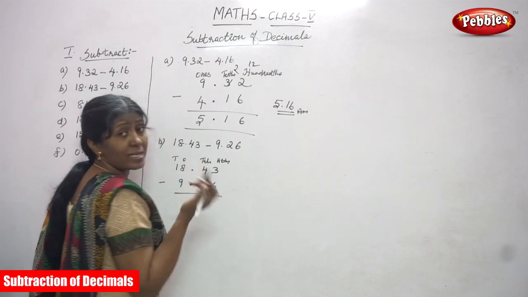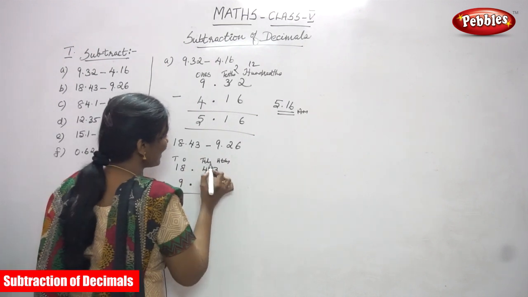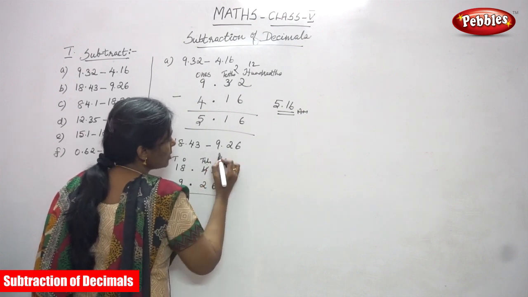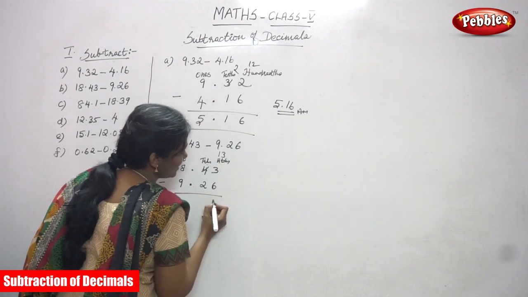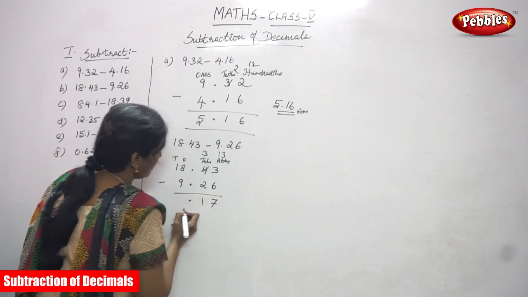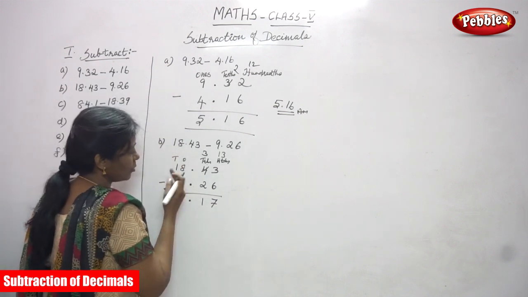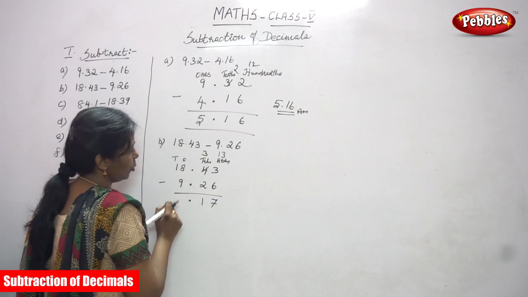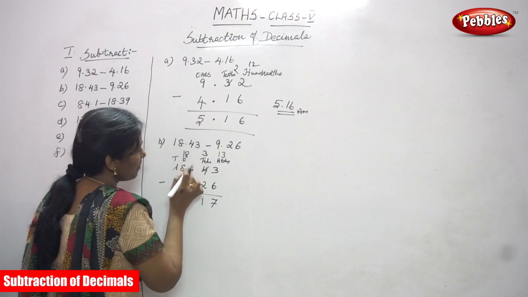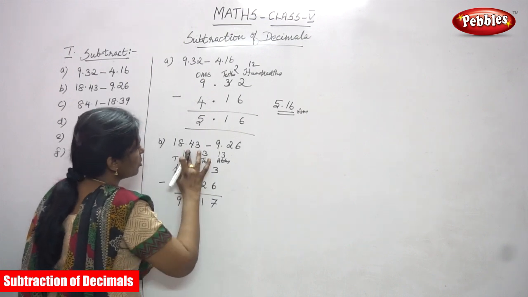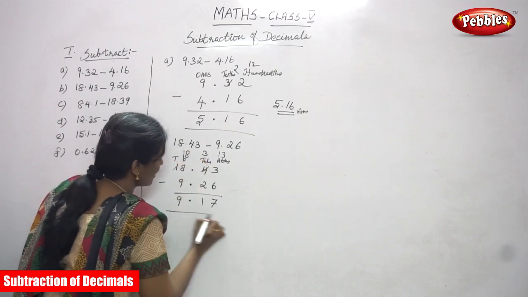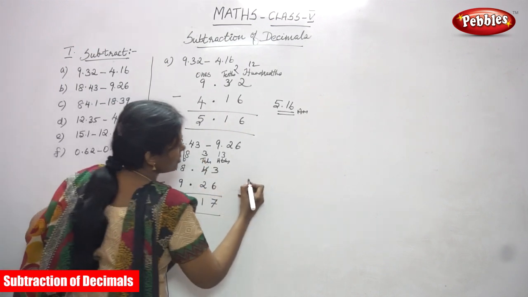3 minus 6 you can't subtract. So you have to borrow from the next digit, that 4, so you borrow from the 4, that is 4 tens. So 3 becomes 13. 13 minus 6, 7. This 4 becomes 3. 3 minus 2, 1. After that put a point. So 8 minus 9 you can't subtract, so you borrow from the tens place value. 8 becomes 18. 18 minus 9 you get 9. So 1 becomes 0. You cancel 1. So the answer is 9.17.